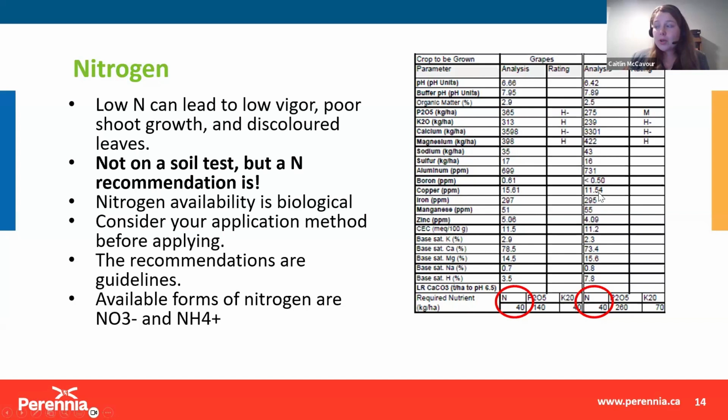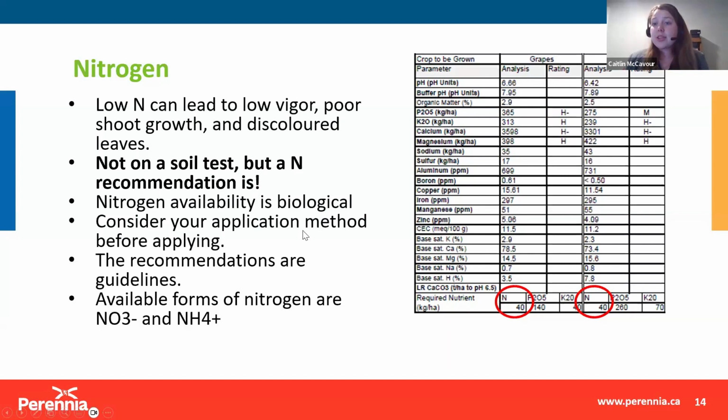So what's important on the soil test report, though, is that if you put in your crop, it is going to give you a nitrogen recommendation, and that nitrogen recommendation is based on the crop. So if you can see here, the nitrogen recommendation doesn't change for these two samples, but the phosphorus and potassium recommendations do.